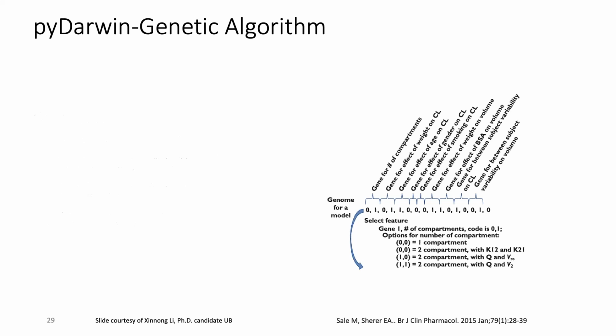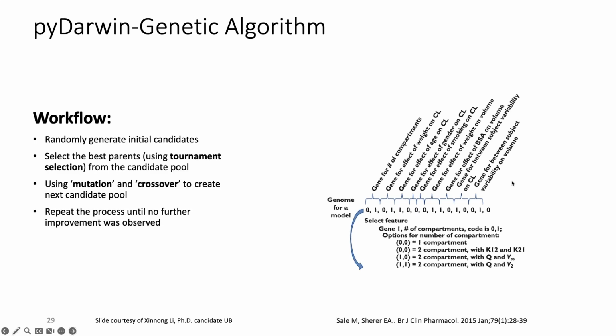So again, we saw this figure before, but here we have our genome for the model. For each of these genes, we've got different elements representing different model components. So the workflow in this case is that we randomly generate initial candidates. We select the best parents, in this case using tournament selection from the candidate pool. And in the candidate pool, we also apply mutation and crossover to create the next candidate pool. I'll illustrate that in more detail in the next slide. And then we repeat that process until no further improvement is observed.